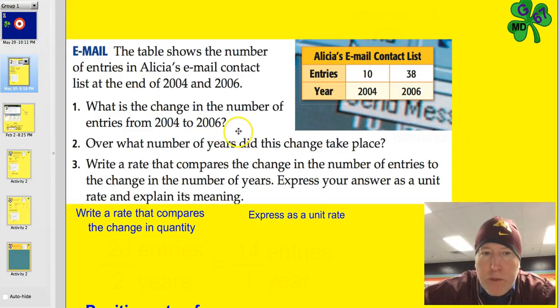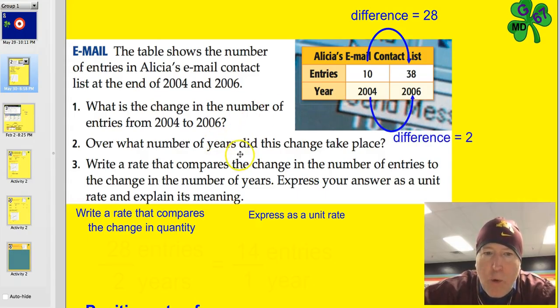But let's take a look at the questions we're supposed to answer here. So first of all, we need to know what is the change in the number of entries from 2004 to 2006. Well, let's click this here. All right, looks like there's a difference then of 28 entries. So it went from 10 to 38, and that makes sense. A little subtraction there. And then down on the bottom here, the second question, over what number of years did this take place? Well, from 2004 to 2006, we can subtract there and find that the difference is 2.